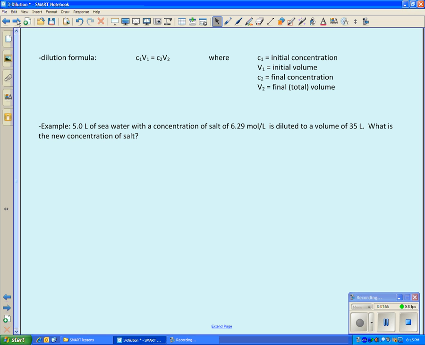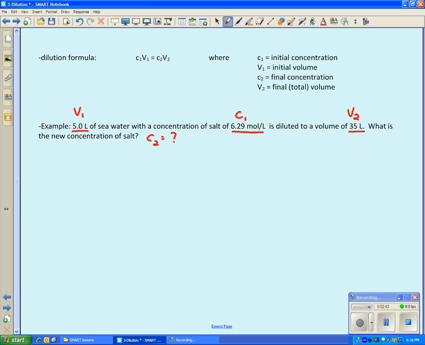We'll do a couple of example questions so that you can see how to do these calculations. In our first one, we have 5 liters of seawater with a concentration of salt of 6.29 moles per liter. This is diluted to a volume of 35 liters. We want to calculate the new concentration of the salt in our mixture. The 5 liters that we start off with is our initial volume, how much we've started with. The concentration of 6.29 moles per liter is the initial concentration. When it's diluted to a volume of 35 liters, that's our total at the end, V2. If we're looking for the new concentration, the unknown that we're solving for is C2.